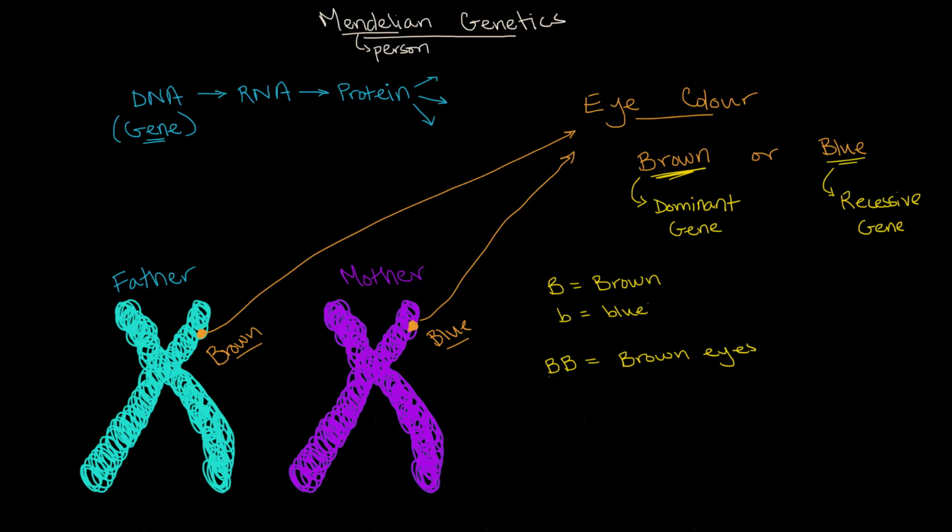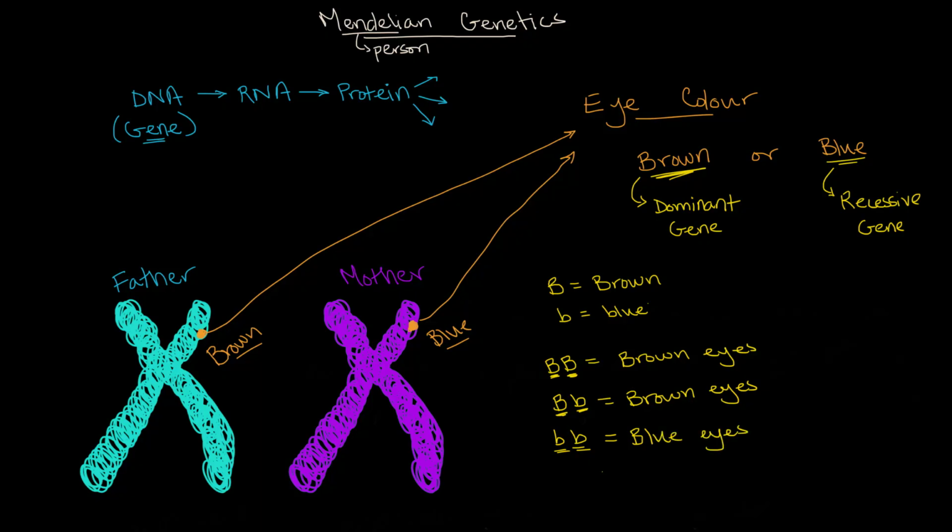So this means they got a copy from their dad that was for brown eyes and a copy from their mom that was for brown eyes. If the baby has a capital B, lowercase b, so 1 copy from either their mom or their dad is blue, and 1 copy from the other parent is brown, this baby will also have brown eyes. Okay, and then of course the last situation where both the mom and the dad give the blue eye gene, this baby will of course have blue eyes.